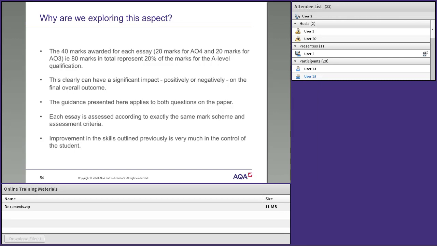The guidance presented here applies to both questions on the paper. They're both assessed to the same mark scheme and the same assessment criteria. But improvement in the skills that we're going to go through is very much in the control of the student.